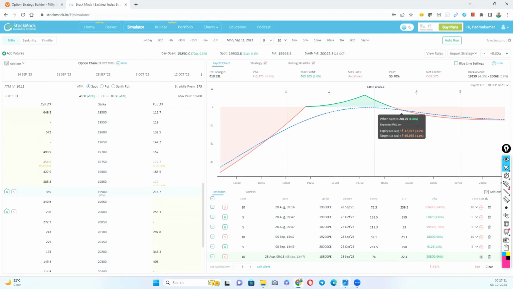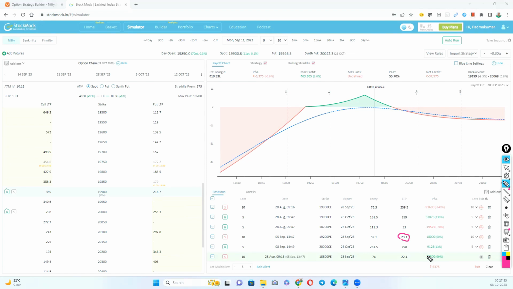Now, as of now, any puts we need to roll up? Let's observe. The sold put is 19,200, and it is 23, almost close to 20 rupees. We'll see whether we need to roll up.